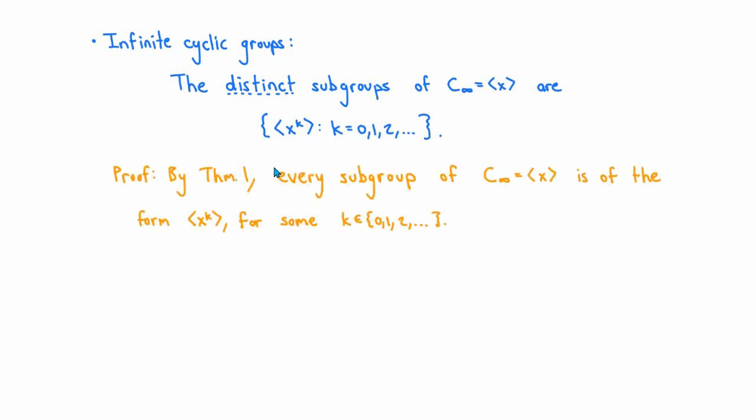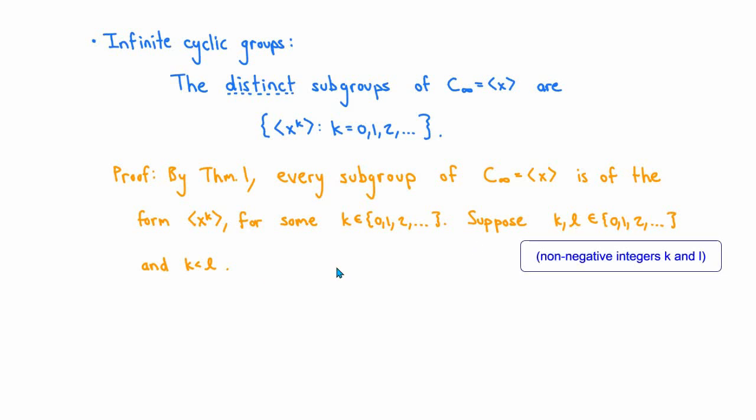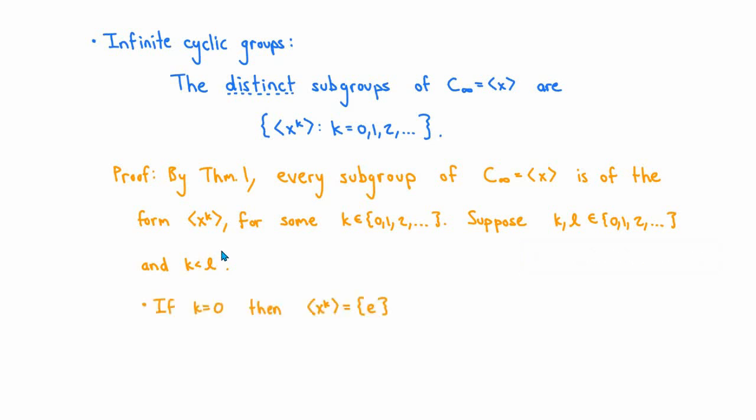Now first of all, by the theorem that we just proved, we know that every subgroup of this group has the form group generated by x to the k for some non-negative integer k. So what we really want to focus on here is proving that any two subgroups in this list are distinct. Now let's suppose that I have two integers k and l with k less than l, and let's show that the subgroup generated by x to the k is not the same as the subgroup generated by x to the l. I'll break the argument here into two cases.